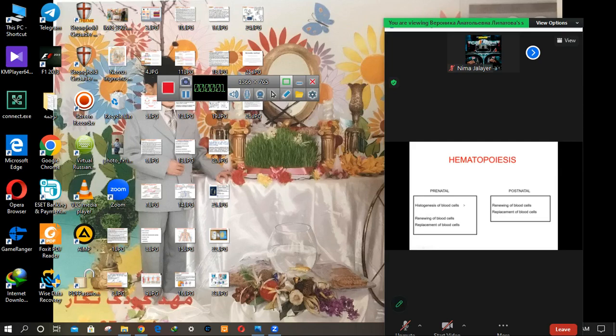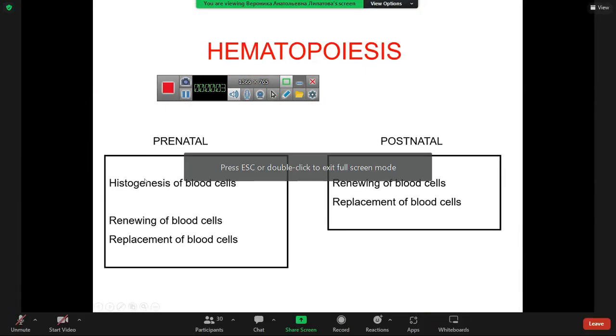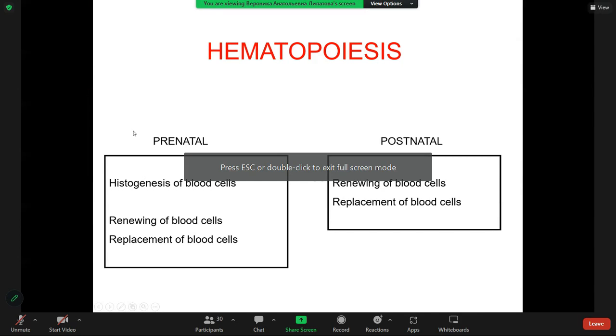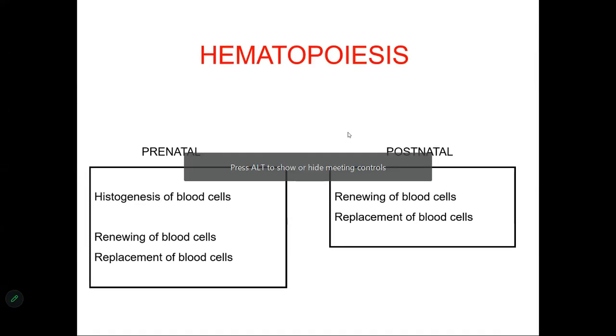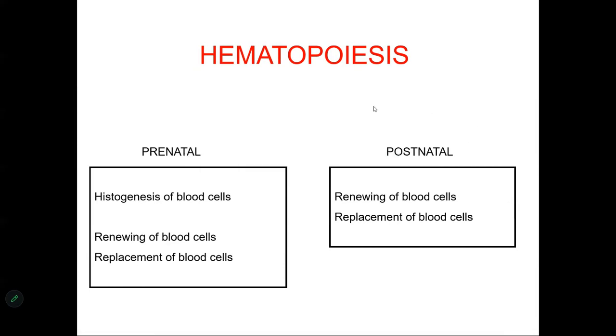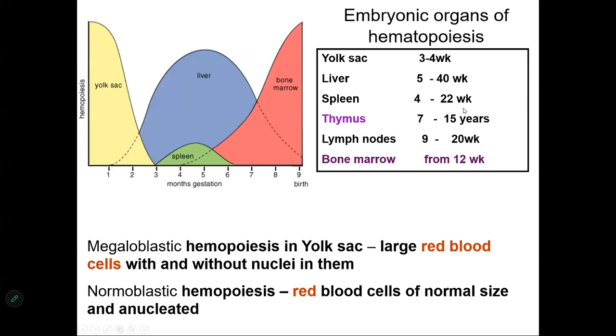different. We classify hematopoiesis into prenatal, before birth, and postnatal, after birth. And prenatal occurs at first in the wall of yolk sac. After this, in the liver and spleen, and by the birth in bone marrow.